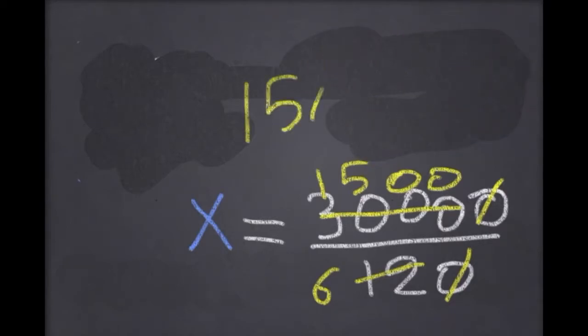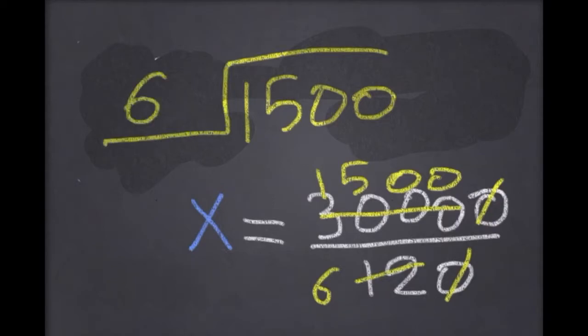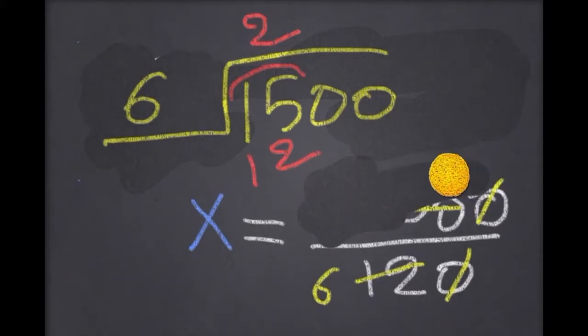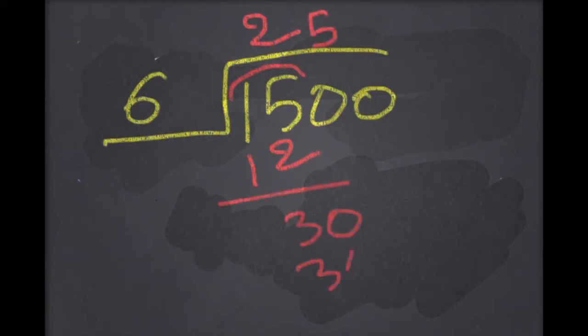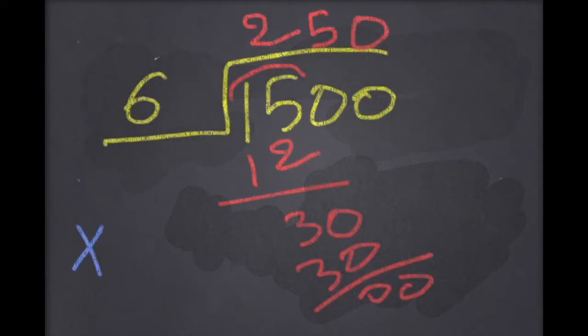Here I explain how to do the division. 15, you have 2 6s in 15, which is 12. Subtract to get 3. 15 minus 12 equals 3. Then drop the 0. 30, 5 times 6, 30. Then subtract and drop the 0 and you get 0. So x equals 250, which is the original.